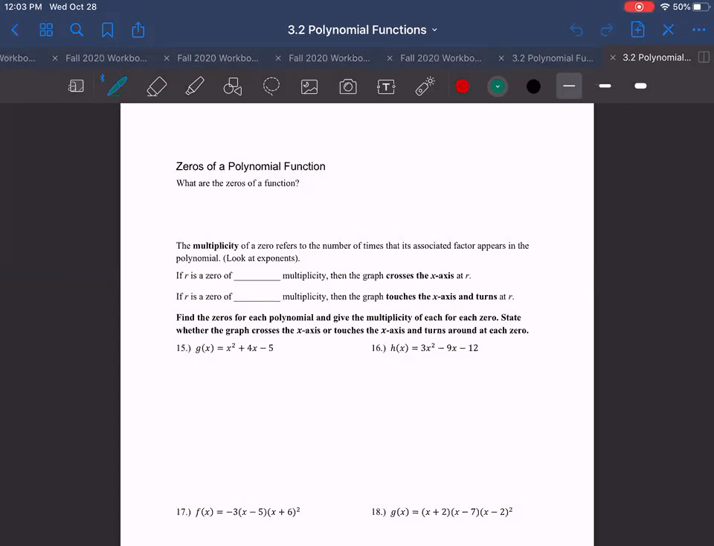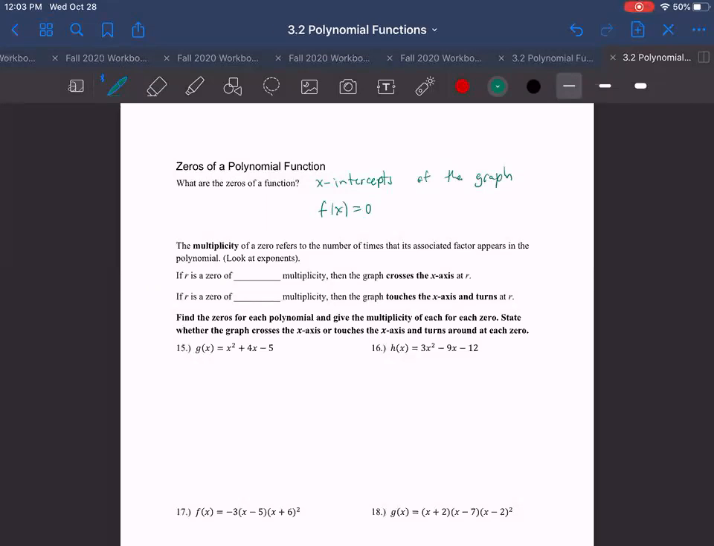So if we look at this, it says, what are the zeros of a function? These are essentially the x-intercepts of your graph. So you graph it, and the x-intercepts are where that's going to happen. You find this by setting f of x equal to 0, and that'll get it for you.